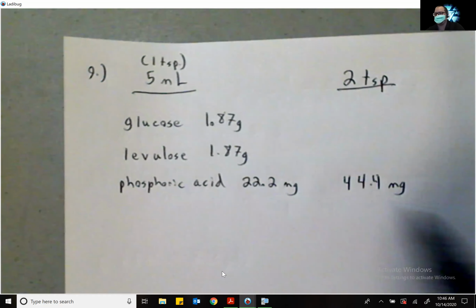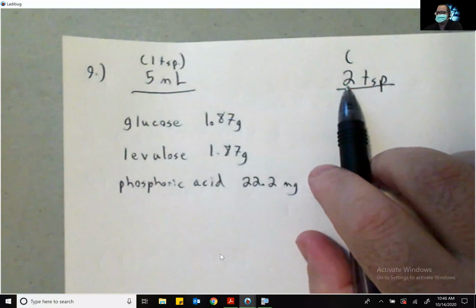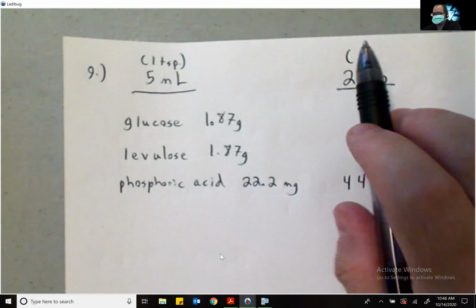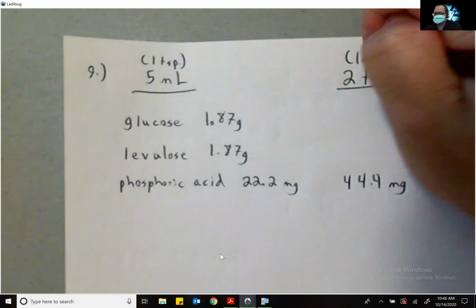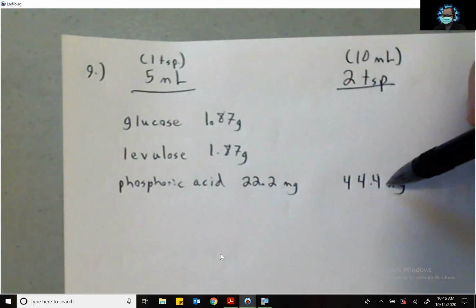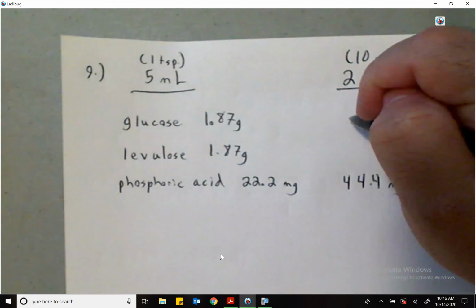I know we didn't ask about glucose or leviosa, but how much is there for those? I always like to fill in everything. So if we doubled the recipe, if we have 2 teaspoons, how many milliliters is that? 10, because it's just doubled. 5 times 2 is 10. 22.2 times 2 is 44.4. So how much leviosa and glucose do we have if we multiply by 2? 3.74 grams. Yay.